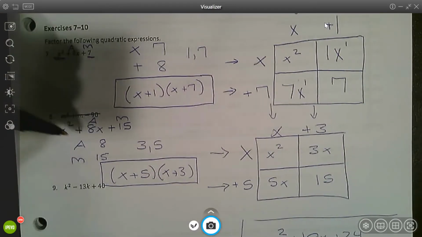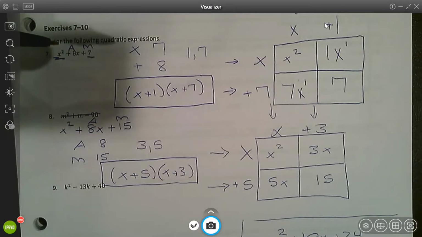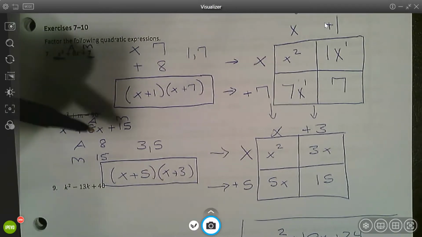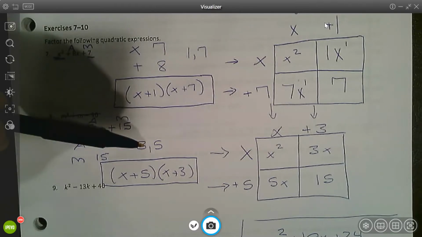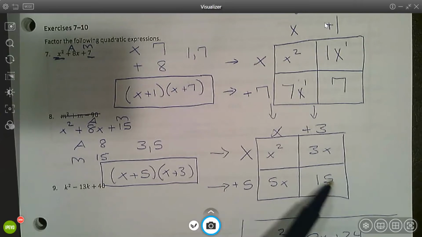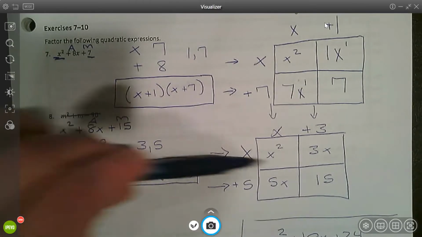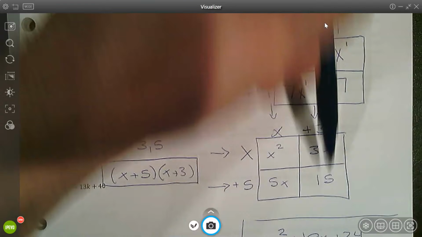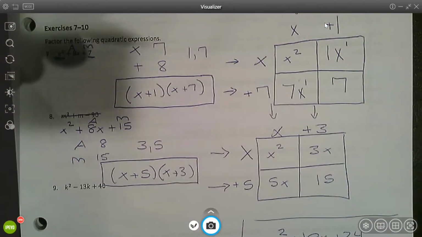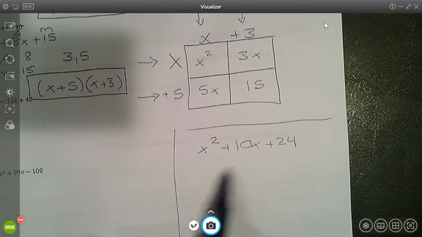So positive 7 plus 7, positive 1 plus 1, and my factors were x plus 1 times x plus 7. Then I changed this one to x squared plus 8x plus 15. Same idea. I need numbers that add to 8, multiply together to 15. Those magic numbers are 3 and 5. So I set up the square, x squared, 15, and then I have my magic numbers 3x and 5x in here. Found the greatest common factor of each row in each column to get the x plus 5 times x plus 3.